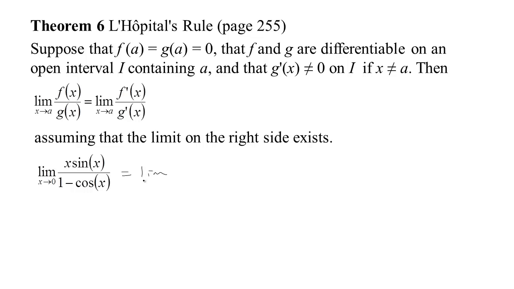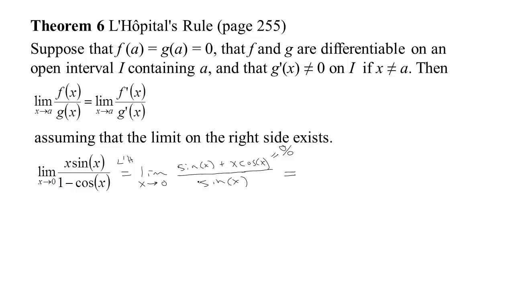So we're going to trade this in for the limit as x tends to 0 of the derivative of the top, which is the derivative of the first times the second plus the first times the derivative of the second, all over the derivative of the bottom, which we found was sine x. This is by applying L'Hopital's rule, so I'll just write a little note above my equal sign so everybody can follow what happened. Now again, I get 0 over 0.